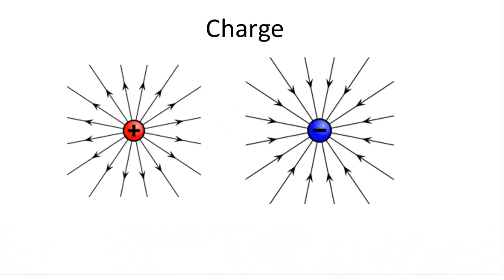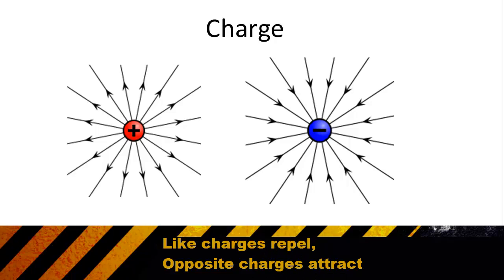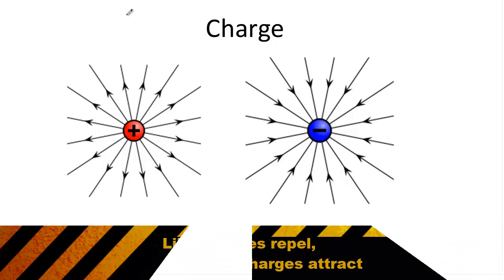When discussing electricity, we frequently refer to charge. And charge is simply a physical property of particles to either attract or repel one another. We describe charge as either being positive or negative. All you really have to know about charge is that like charges repel each other and opposite charges attract each other.